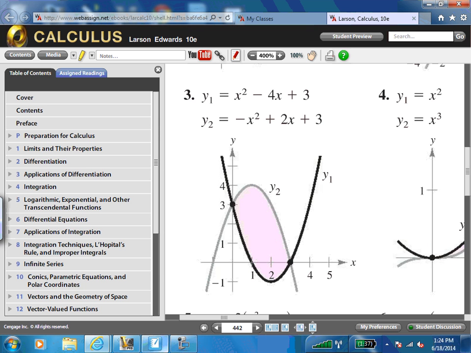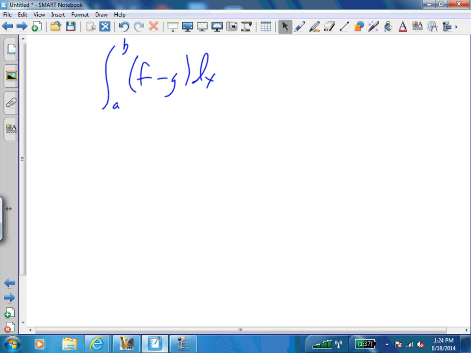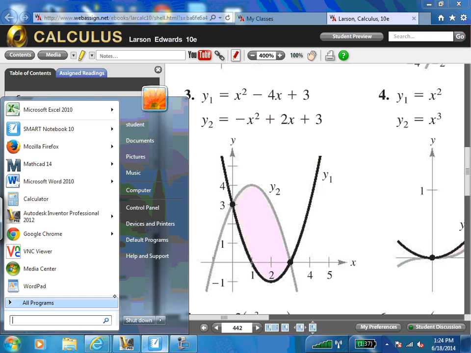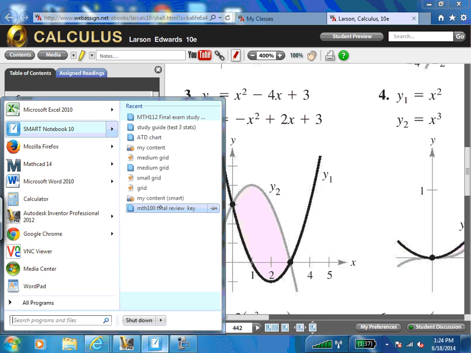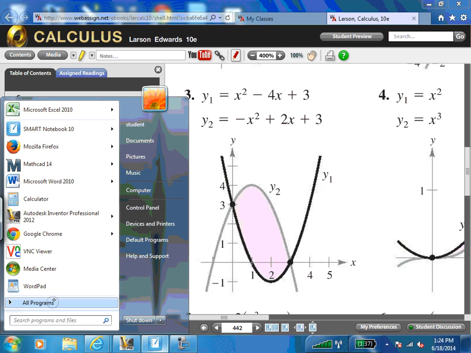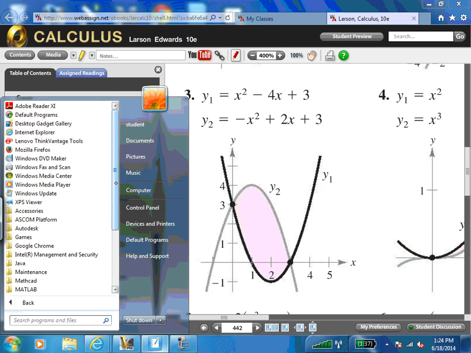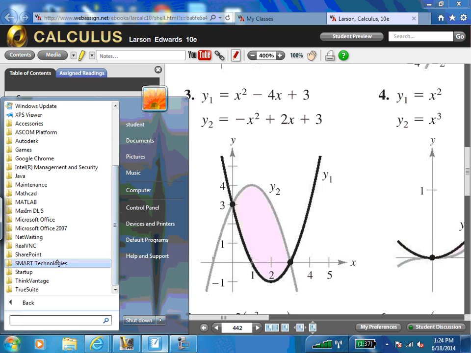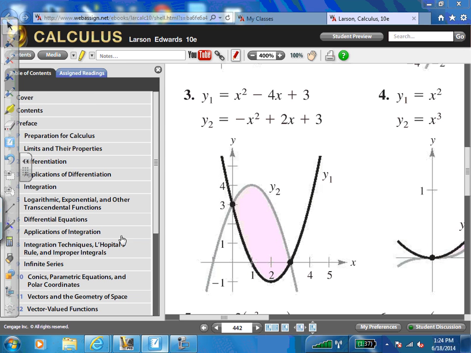So if we want to describe that area, toolbar on the side. My main toolbar has disappeared. All right, let's copy this.